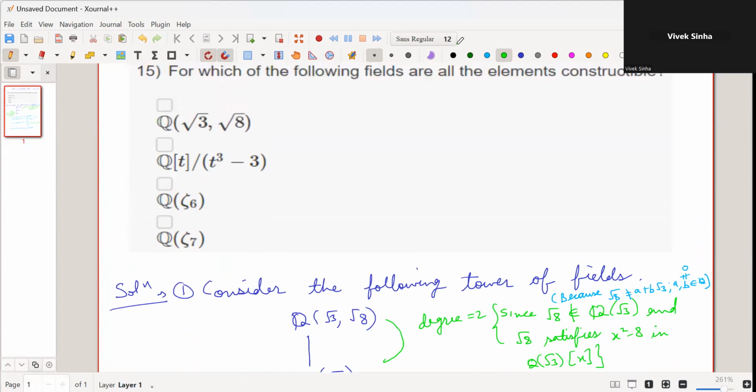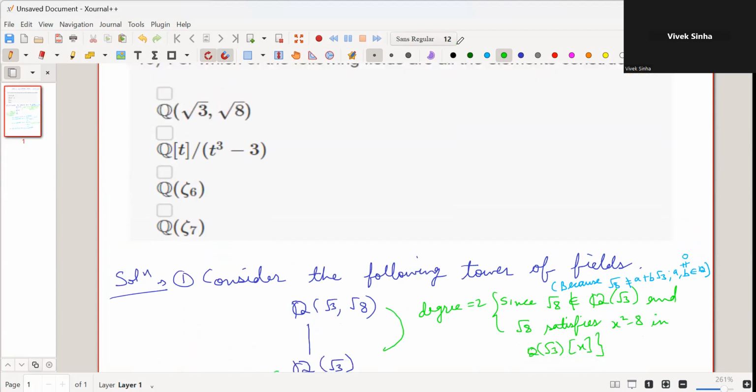Sir, it is isomorphic to Q root 3, I think. Oh, sorry, cube root of 3. Cube root of 3, yes. And I think it is not under root 3, this is cube root 3. So I think it will not be constructible. Why? You are very much on the right track.